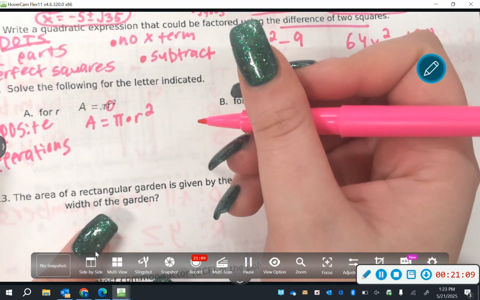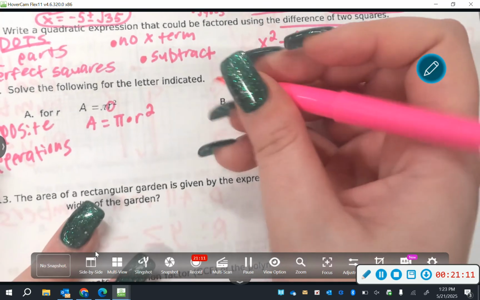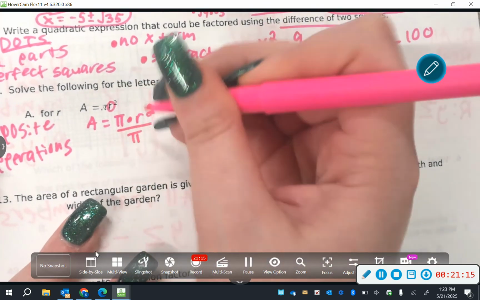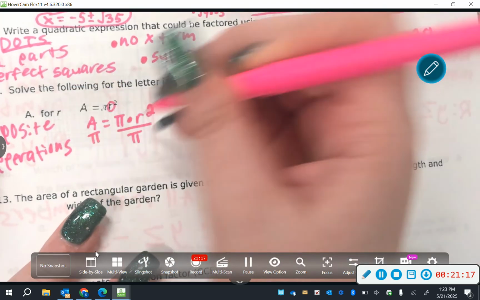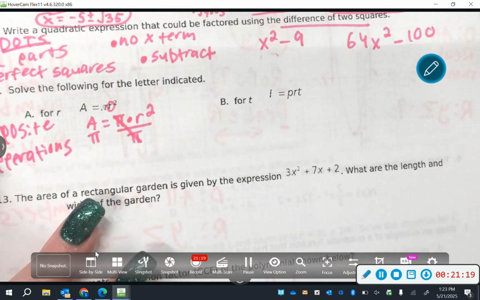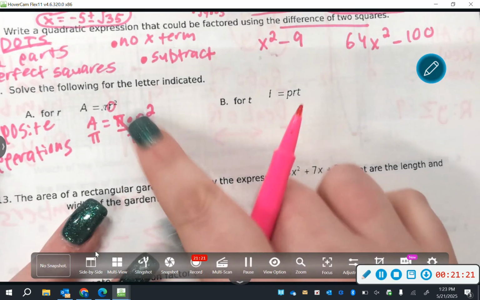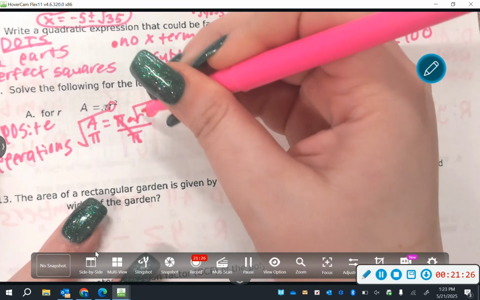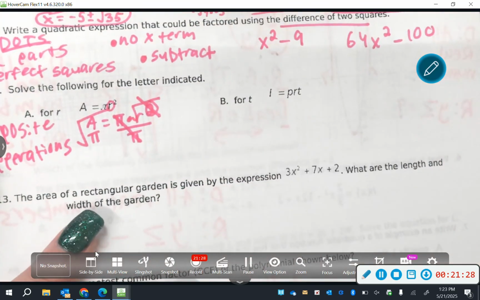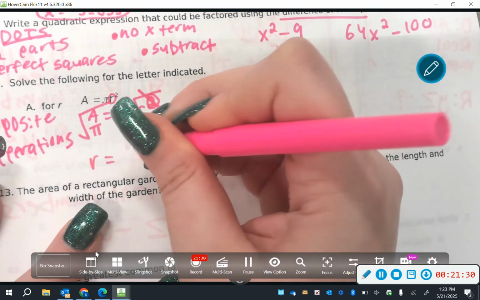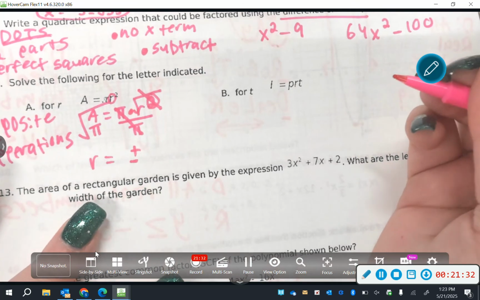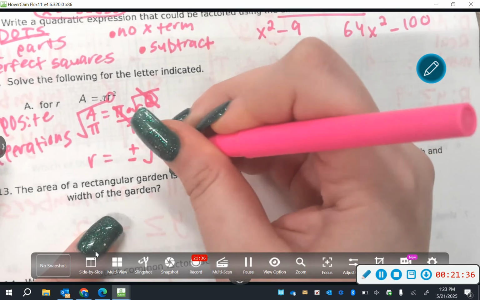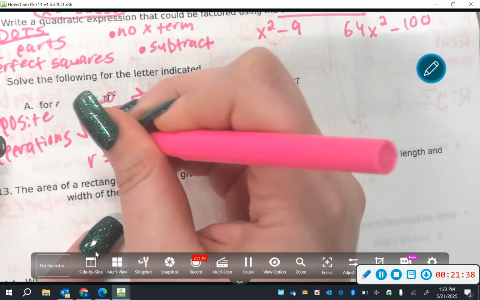What do we need to get rid of? Well, we need to get rid of the pi. The opposite of multiplying by pi is dividing by pi. What else do we need to get rid of? If I want r by itself, what's the opposite of squaring something? Square root. So our answer would be r equals, technically positive or negative, because anytime you use square root it's positive or negative, the square root of A over pi.